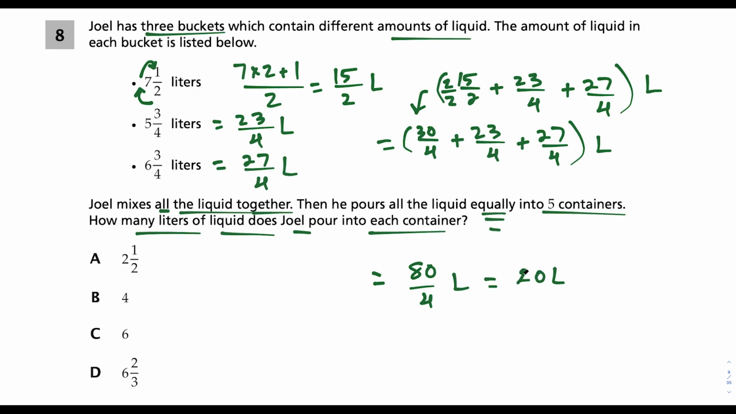But we have to be careful here. Remember, the question is asking us how much liquid is in each container. This total amount of liquid is being poured equally into 5 containers. So this language is telling us to divide by 5. We just need to divide that total amount by 5. So we're going to take 20 liters and divide it by 5. And that's going to be equal to 4 liters, which is going to match up with choice B.